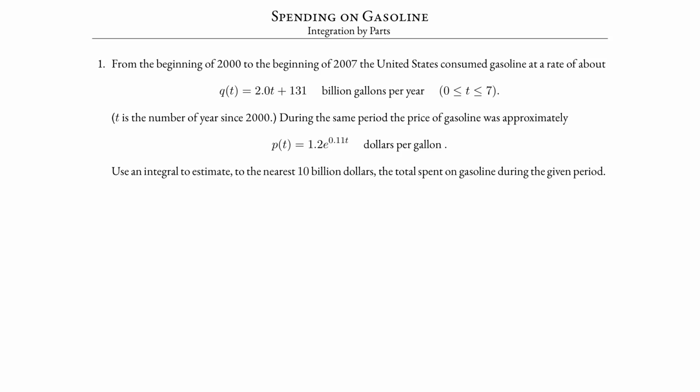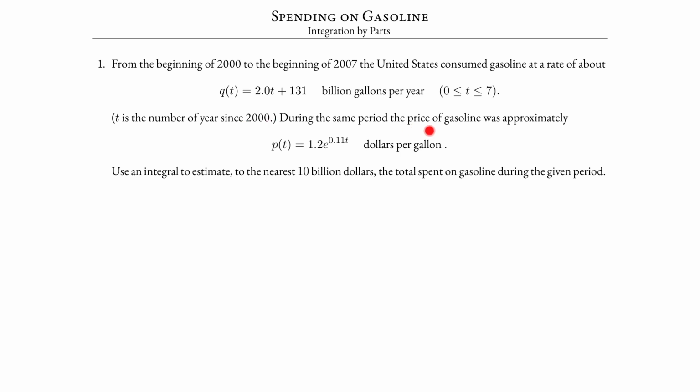Integration by parts. From the beginning of 2000 to the beginning of 2007, the United States consumed gasoline at the rate of about Q of T equal to 2.0 T plus 131 billion gallons per year, for T between 0 and 7 inclusive. T is the number of years since 2000.